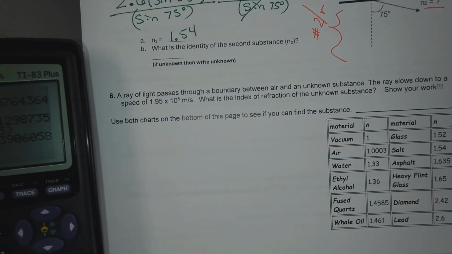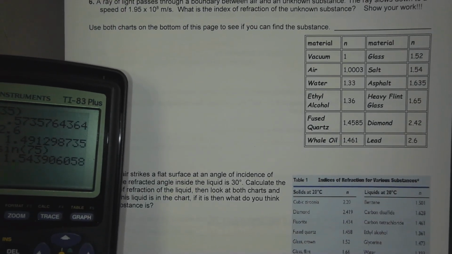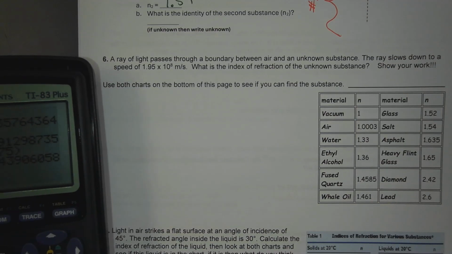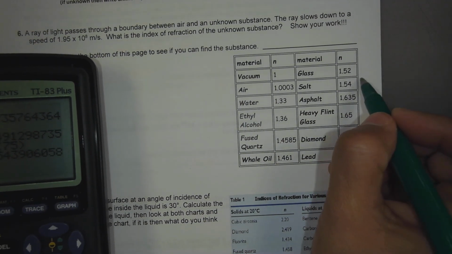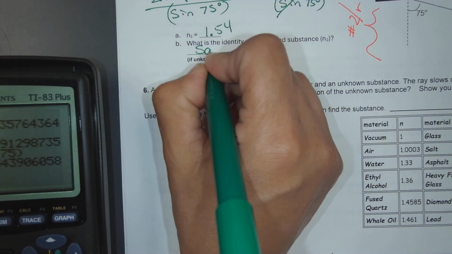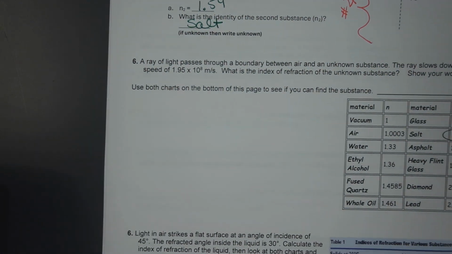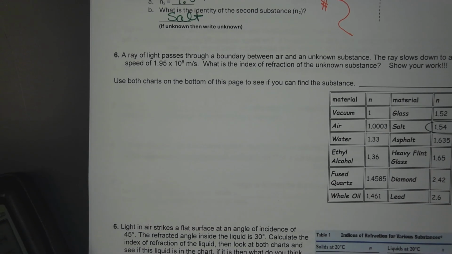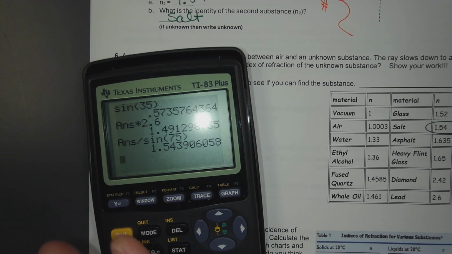1.54. Identify using these charts over here. Do you see 1.54 or something similar to it? I sure do. Salt. Write it down. If you don't know, then write the word unknown. Yes, sir. Doesn't it say 1.544?